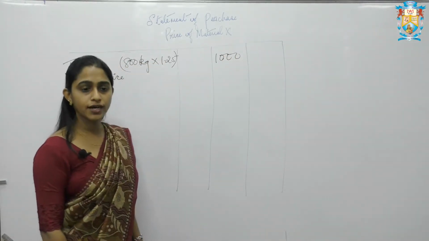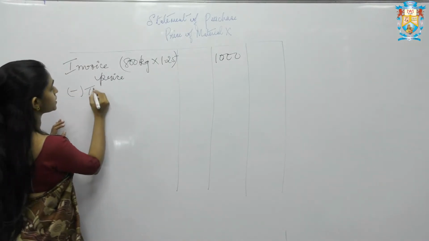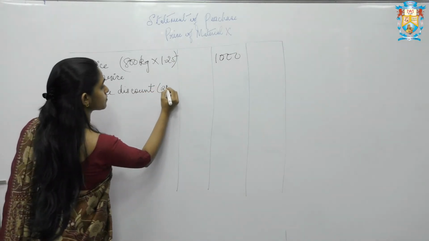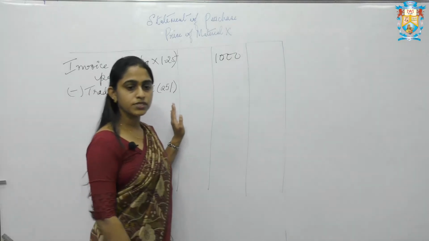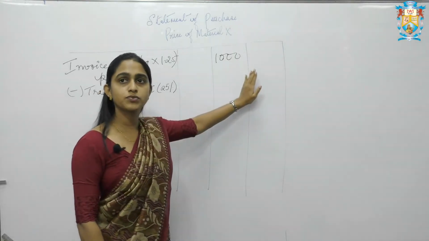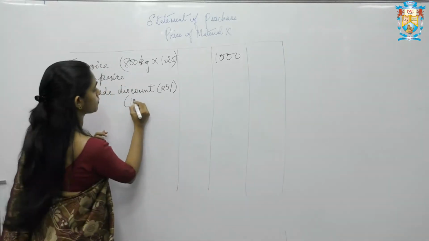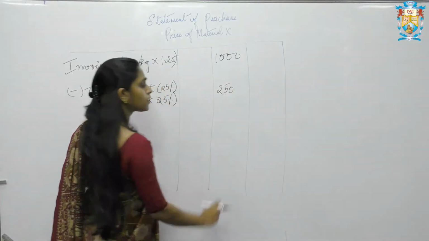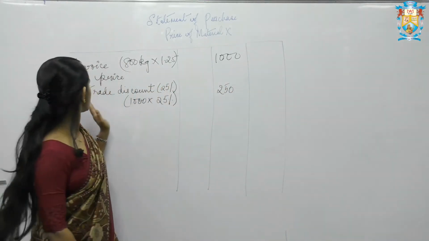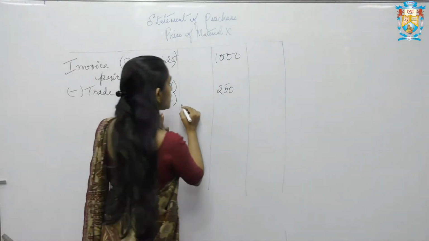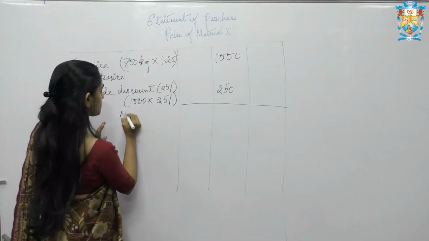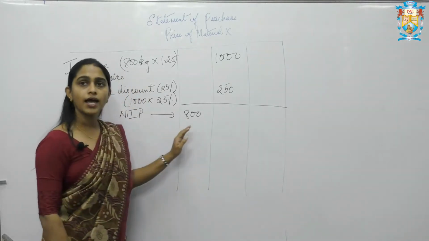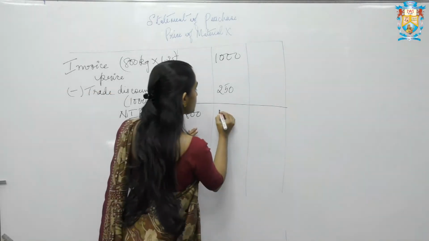Next, we are supposed to deduct the trade discount, and the percentage given in the question is 25%. This 25% is to be calculated on the invoice price 1000. Once we calculate the trade discount, the next thing we get is the net invoice price. The number of kgs is 800 and after deducting it, we will get 750.